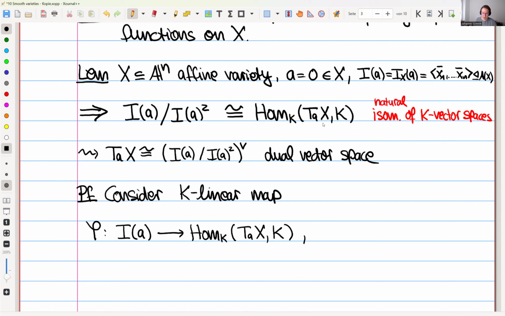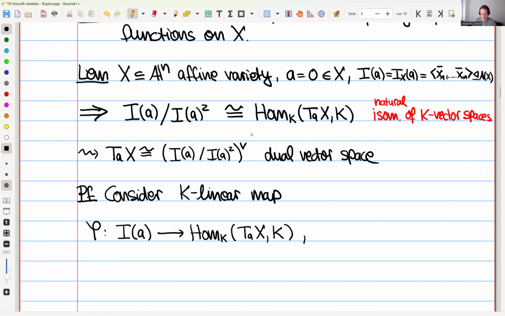Then the claim is that we have a natural isomorphism of K-vector spaces from I(A) modulo I(A) squared, somehow the square of this ideal inside the ring A(X), so we can take this quotient vector space, to the homomorphisms over K from T_A(X) to K, which is the dual vector space of T_A(X).